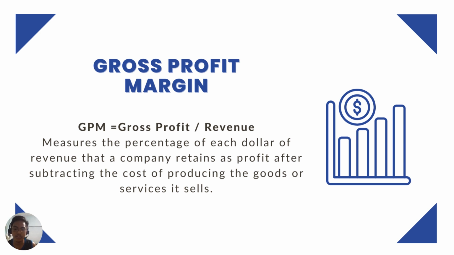So to interpret the GPM, a high GPM may indicate that the company is efficient at controlling the cost of production and is able to sell its products or services at a higher markup. But a low GPM may indicate that the company is struggling to control its production cost or is unable to sell its products or services at a high markup.